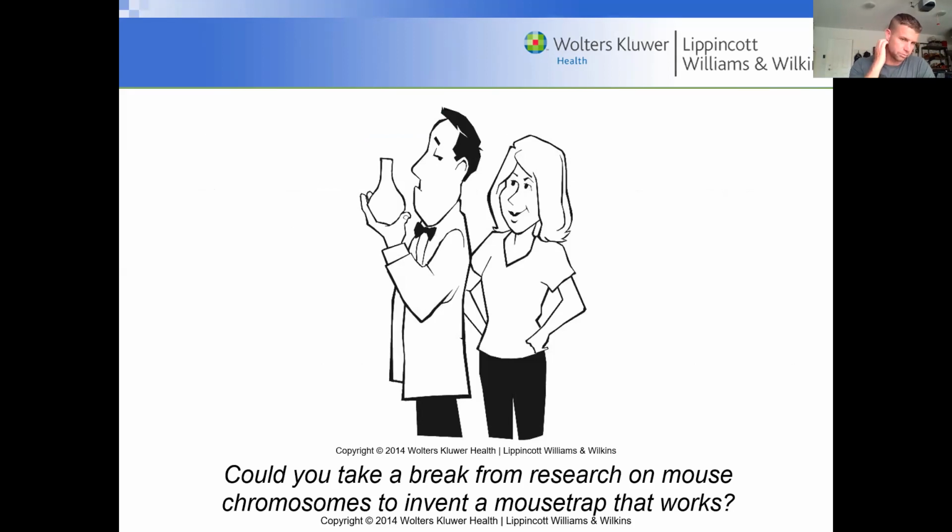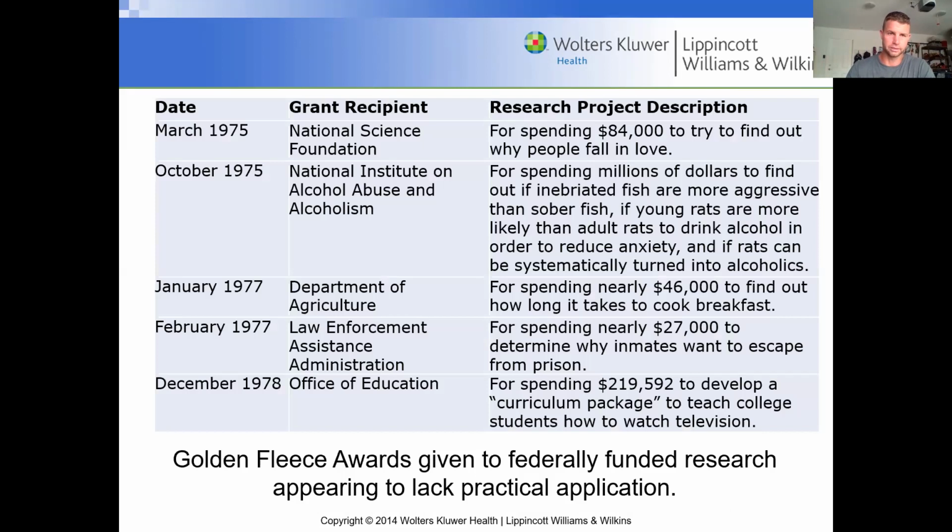So again, this is sort of playing on that. This guy's looking at mouse chromosomes for whatever reason, maybe trying to figure out whether there is something in the life that you want to keep your house or something like that. And the wife's like, look, can you just invent a mouse trap so we can get rid of them? He's more interested in discovering something, but it may not necessarily be applicable to his current situation, right?